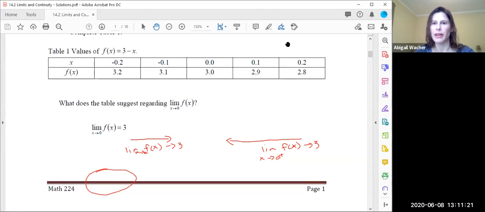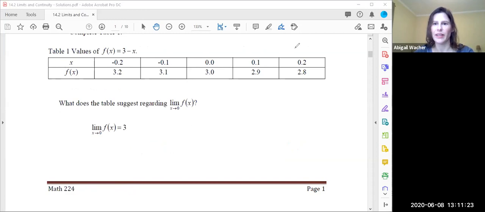I should probably delete my annotations. Okay, go on to the next page.